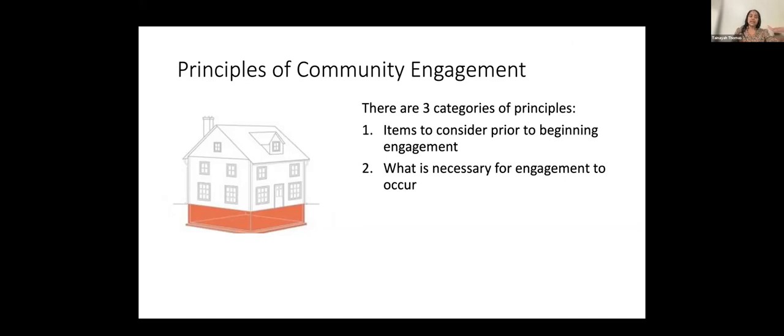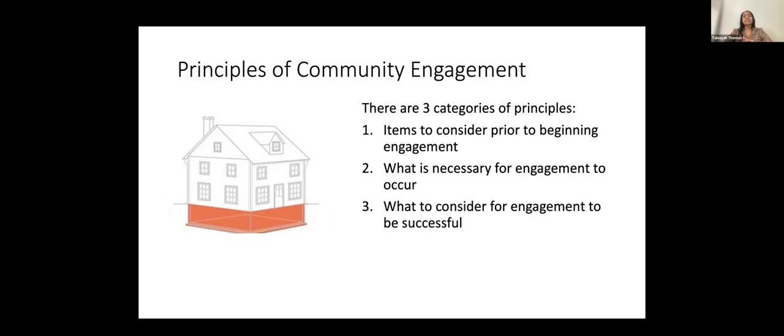Second, what is necessary for engagement to occur? That involves capacity on both sides. That involves the timing. So for example, is this a good time for your community partner to engage with you? Do they have the capacity staff-wise to engage with you? Is there funding, either on your side to provide funding to your partner? Does your partner have their own funding that they're trying to use for this topic? So thinking about what do we need? Do we have the capacity here? And is it a good time for this project?